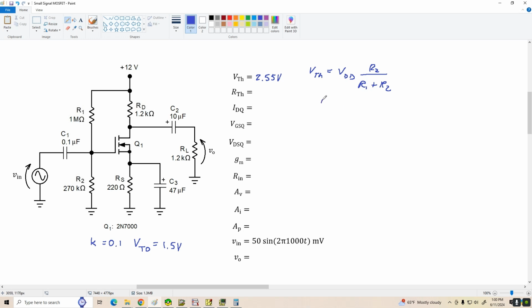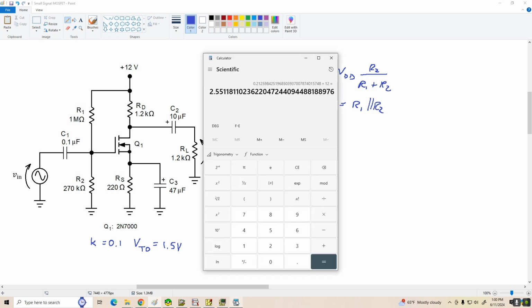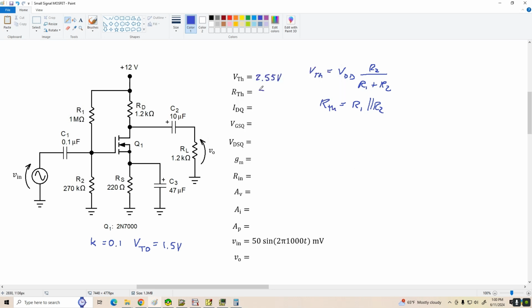Our RTH, Thevenin resistance, is equal to R1 in parallel with R2, and that's, let's see, 1 meg, I'm just going to call that 1,000, 1 over x plus 270, 1 over x equals 1 over x, and that's about 212.6. Let's call that 213K.